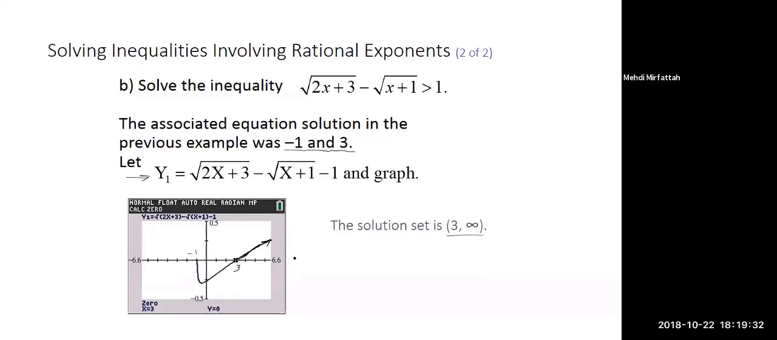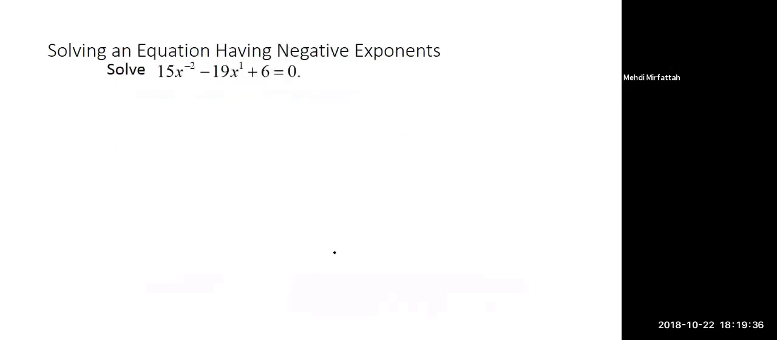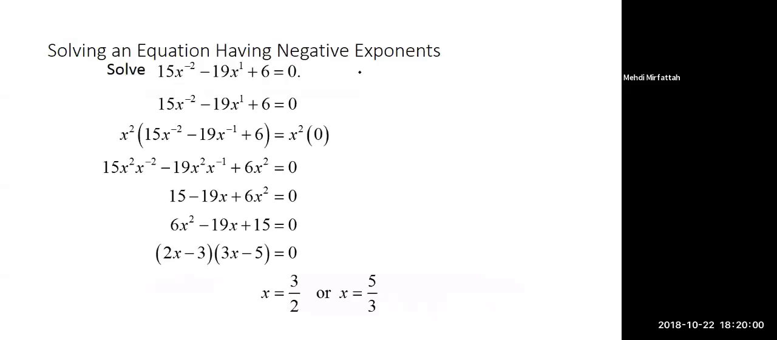Just by looking at the graph, we can find the solutions. Now, this one is also an equation that involves negative exponents. Remember, a negative exponent means 1 over something. So this is really 15 times 1 over x squared minus 19 times 1 over x and so on. Remember what we did when we wanted to eliminate the fraction? We multiplied by the LCD.